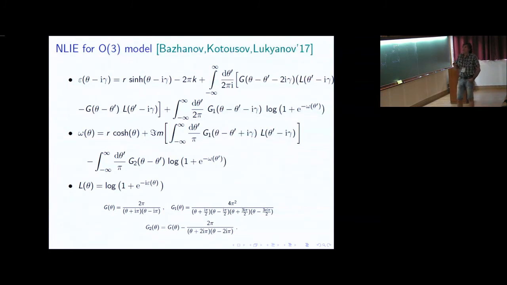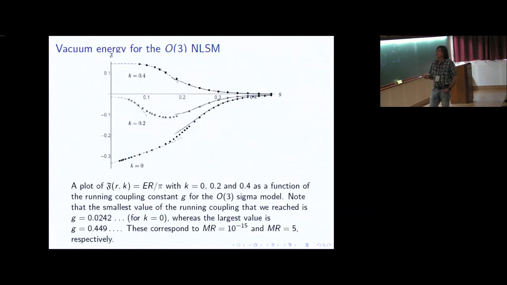So the kernel looks like this. If you're familiar with this matrix or O3 sigma model, then you see it is expressed in terms of the symmetric element for the O3 sigma model. Okay, and this is the numerics. Finally, this numerics can be done. Since you have explicit descriptions, nonlinear integral equations, then you can calculate numerically at least.